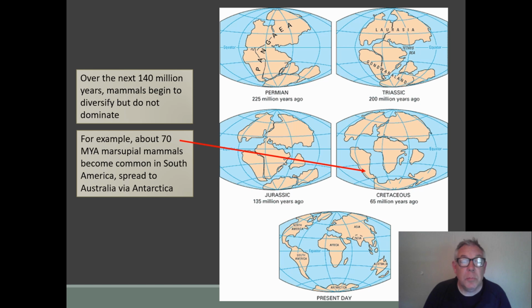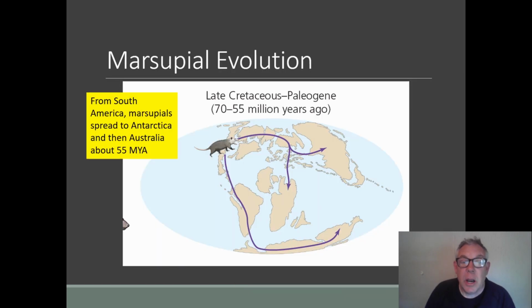We talked about marsupial mammal evolution. The marsupials evolved and then spread from South America across Antarctica to Australia because, again, these were all connected back then. And so here about 70 million years ago, the marsupials evolved, and you can see the sea levels were higher, which is why you don't see as much of the land in this map. And you see how these marsupials evolved and spread to Asia, Africa, South America, Antarctica, Australia.